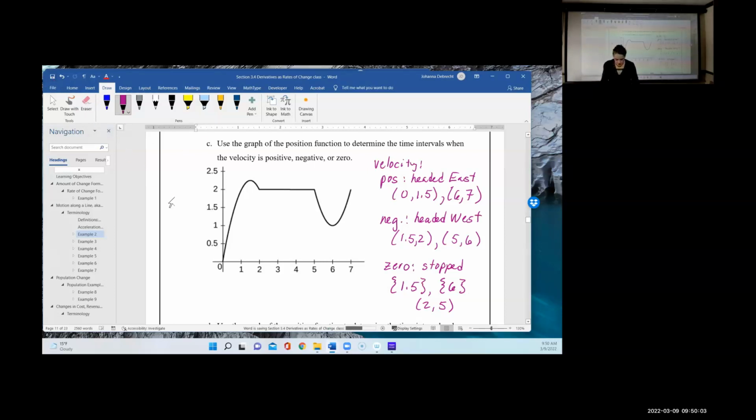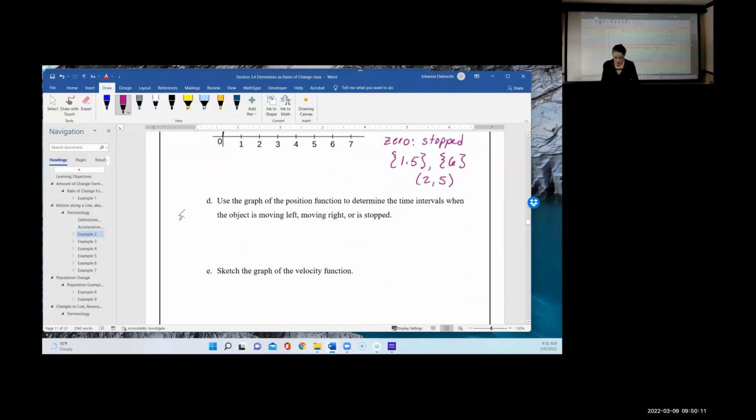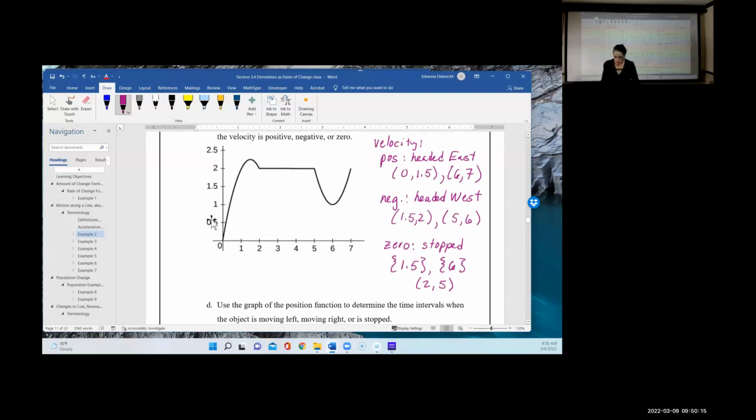What's the next question that it asks us? The next question says, use the graph of the position to determine the time intervals when the object is moving left, moving right, or is stopped. Well, we kind of have already done that because we did the moving left, moving right, and stopped. So we've already got those written down up here.